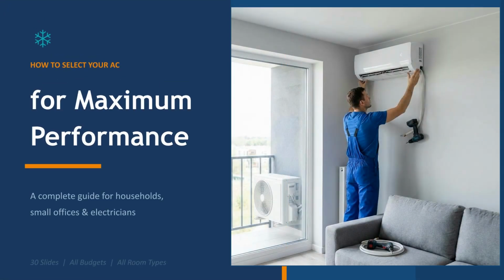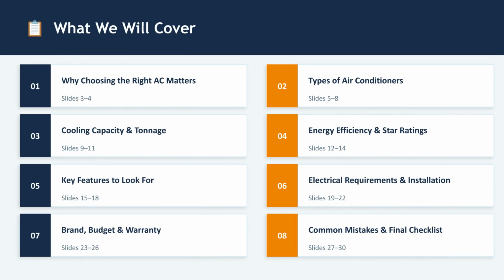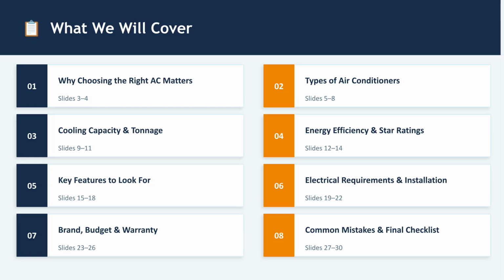Welcome to our guide on selecting the right air conditioner for maximum performance. This video is designed for homeowners, small offices, and electricians, providing a complete overview of the selection process. We will cover 8 key areas, including why choosing the right AC matters, the different types available, cooling capacity, energy efficiency, key features, installation requirements, brand considerations, and a final checklist.